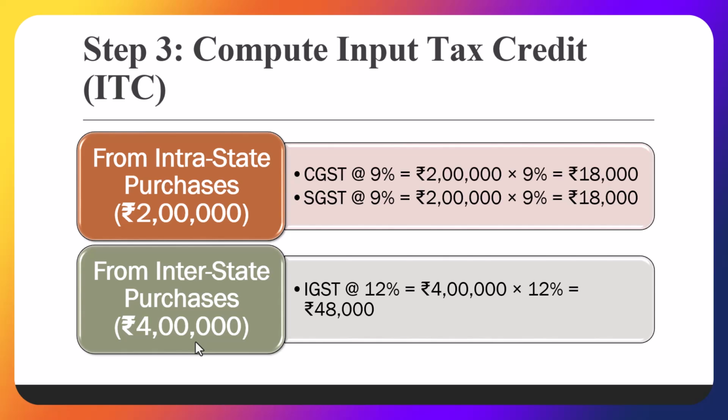Now we need to calculate the total input tax credit available on the purchases he has made in the month of January. So we found that he purchased 2 lakh rupees of goods intrastate, that means within the state he has purchased 2 lakhs. On that, the GST will be 18,000 each on account of both state and center. And for interstate purchases, since he has purchased certain material from outside the state, he would be entitled to a 12% IGST, which will be 48,000.